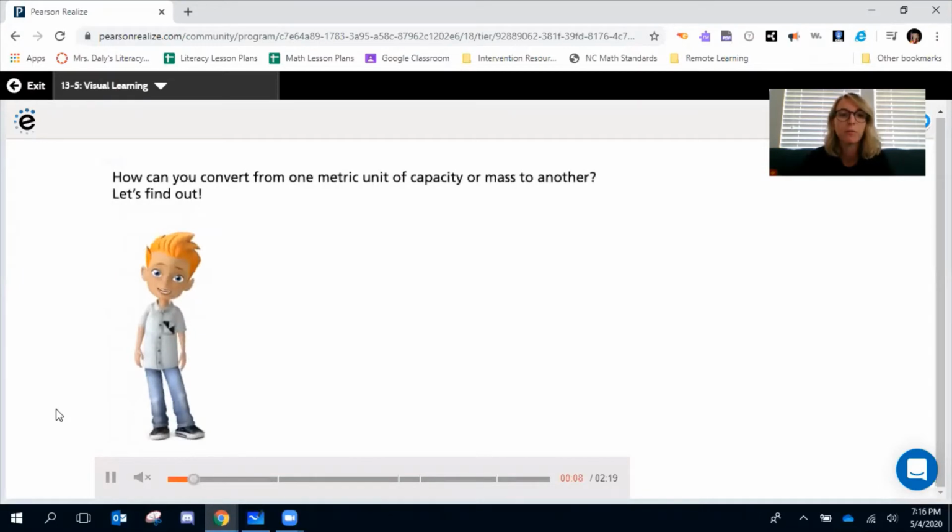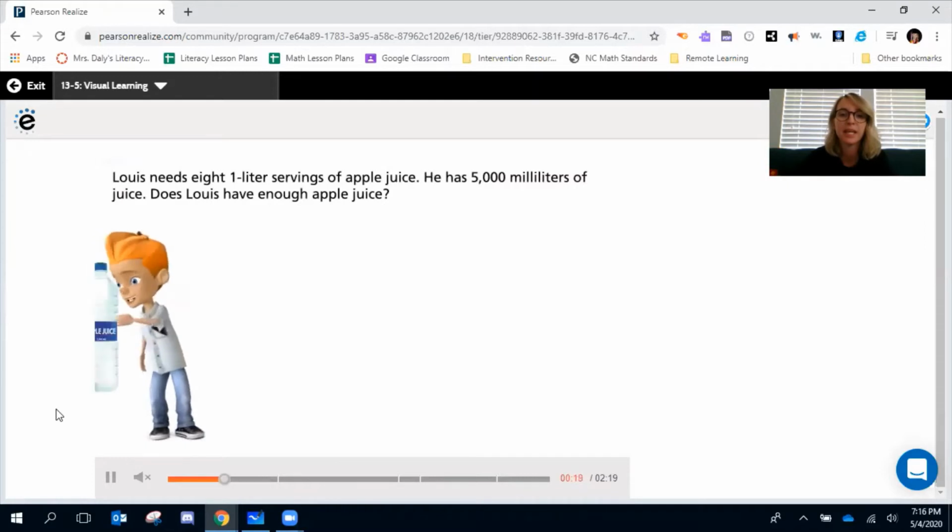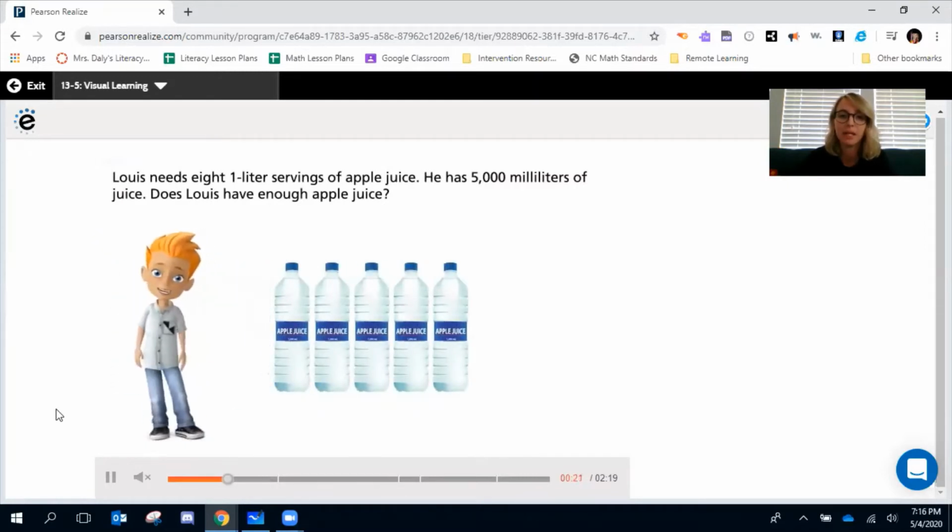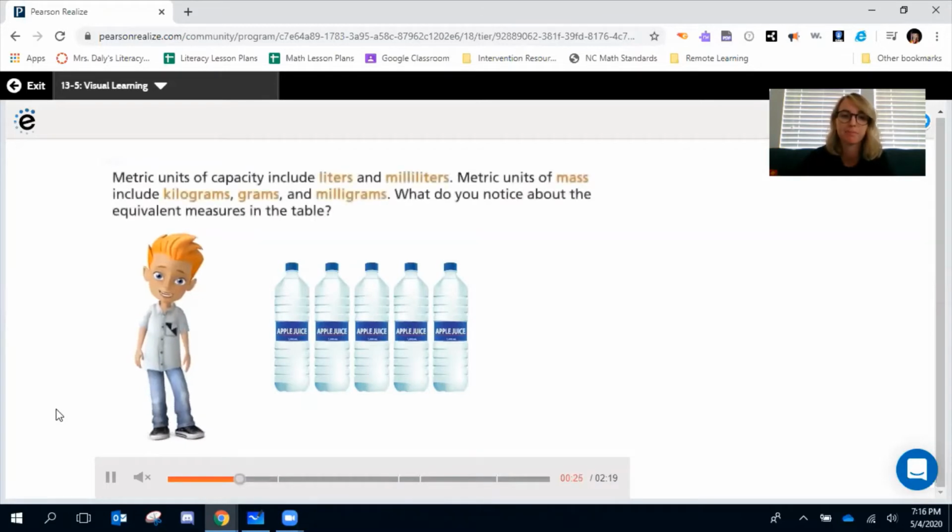How can you convert from one metric unit of capacity or mass to another? Let's find out. Luis needs 8 1-liter servings of apple juice. He has 5,000 milliliters of juice. Does Luis have enough apple juice?